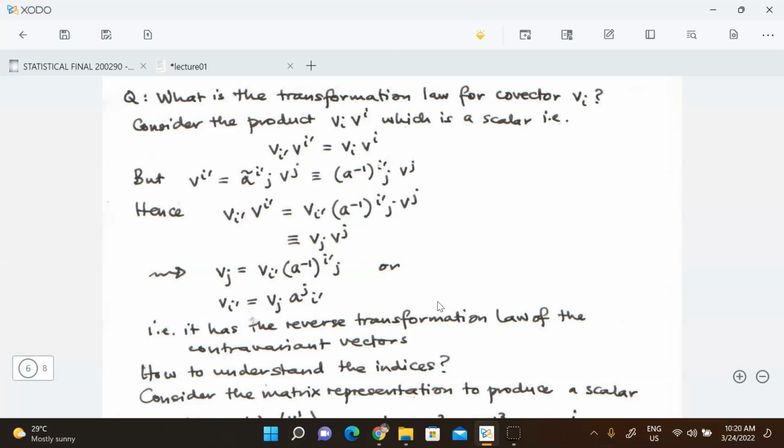Okay, so this is where I wanted to go just now. There is a transformation law for the contravariant vector. We have learned about that. Contravariant vector, remember, has the index at the top. Now, you can do the same with respect to the covariant vector. Covariant vector, for short, we sometimes call a co-vector. Okay?